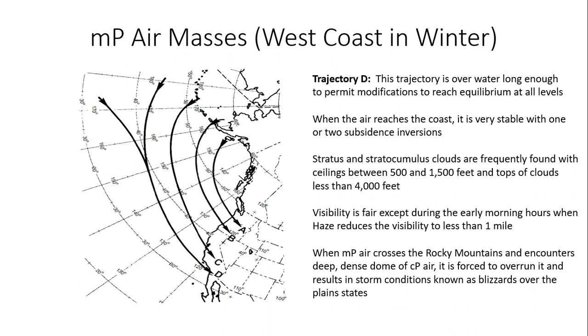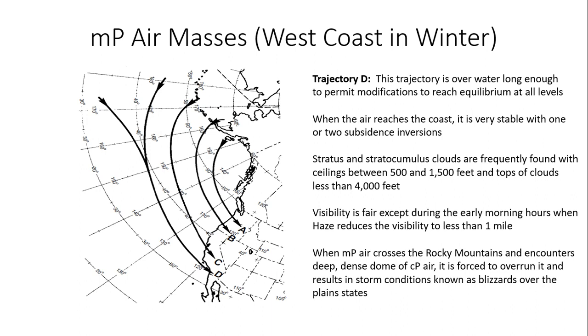It's frequently found with the ceilings of the clouds between 500 and 1,500 feet, with the tops of the clouds less than 4,000 feet. Visibility is generally going to be fair, except during the early morning hours when you can get this haze to develop, and this reduces the visibility at times to less than 1 mile.